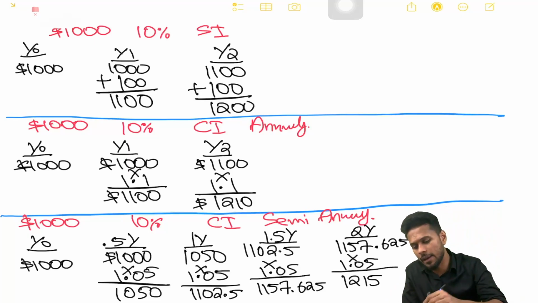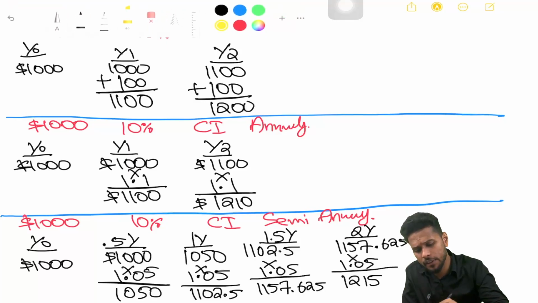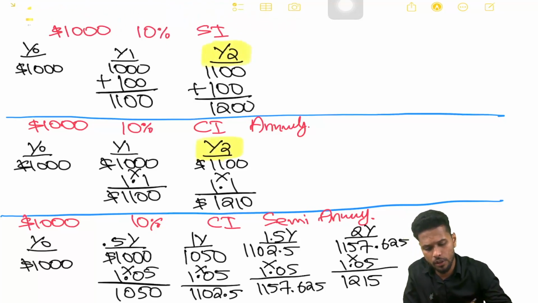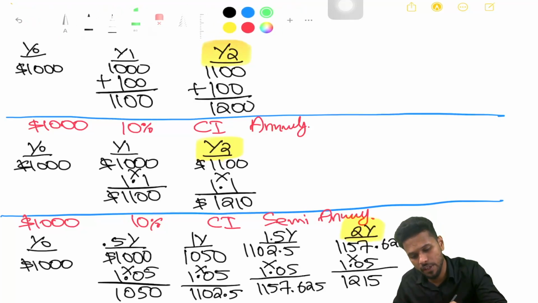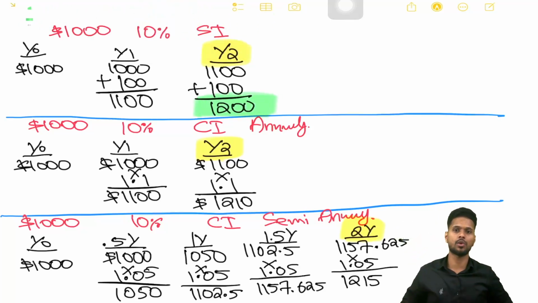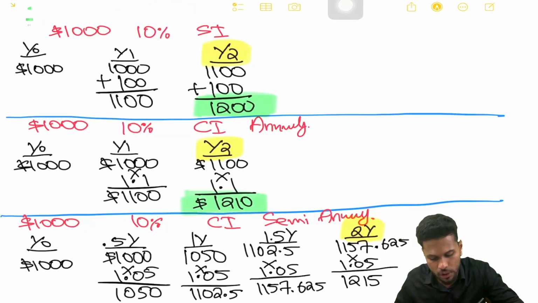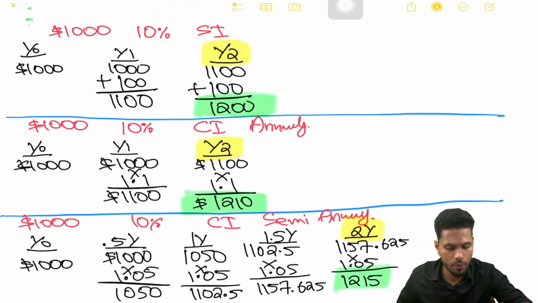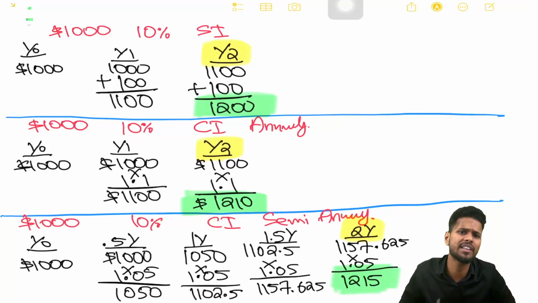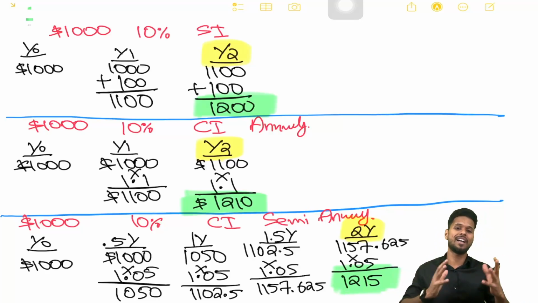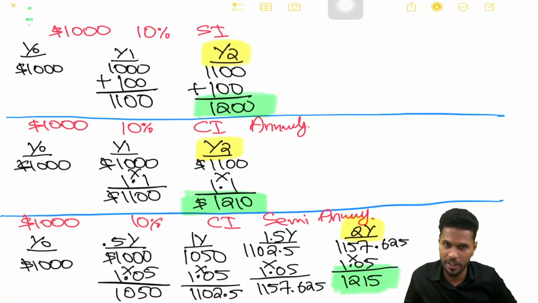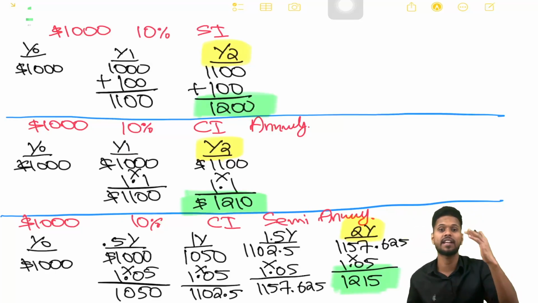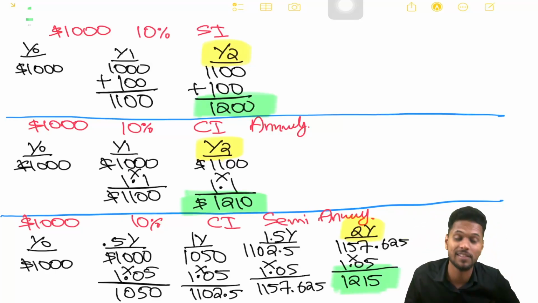Clear? So listen, the time period is also the same: year 2 here, year 2 here, year 2 here, everything is in year 2. But the amounts are different. Here 1200 is the amount, here 1210 is the amount, here 1215 is the amount. Clear? Amounts are different. Why are the amounts different? Because the first case is simple interest, and the second and third cases are compound interest, and in the compound interest, the second case is annual and the third case is semi-annual.